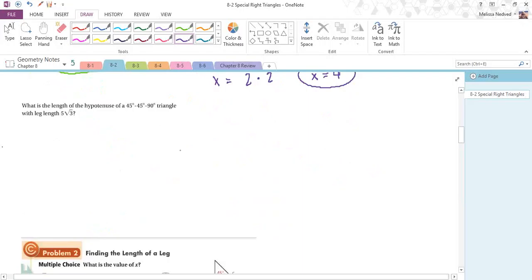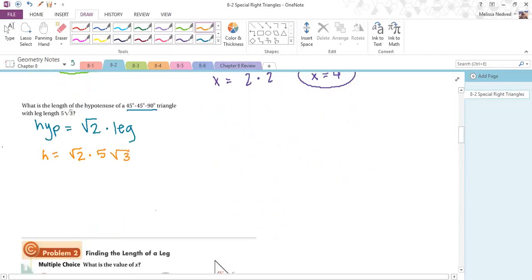Let's look at one more. What is the length of the hypotenuse of a 45, 45, 90 triangle with a leg length of 5 square root of 3? So this time, I'm not going to write down that I have a 45, 45, 90 since it's written out for me right here, but I'm going to write down what I know about 45, 45, 90 triangles, and that's that the hypotenuse is equal to the square root of 2 times the leg. And again, I'm going to go ahead and just start with some substitution. I don't know the hypotenuse, so I'm going to leave that my variable h. Square root of 2 times my leg is equal to 5 times the square root of 3.